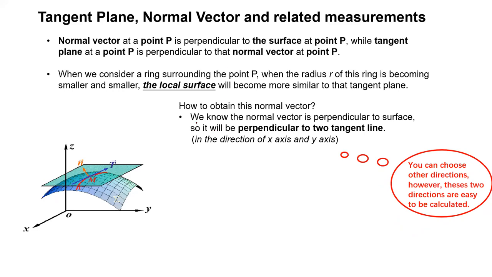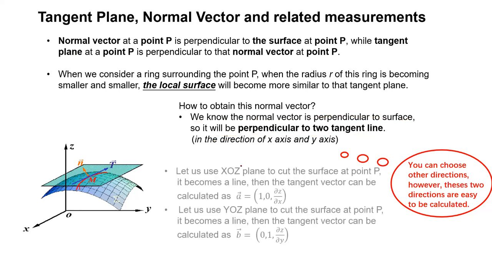Here, the normal vector is perpendicular to the surface, so it will be perpendicular to the two tangent lines. So we use arbitrary two lines on this plane. Then using cross products, we can get the normal vector. Even if it is not 90 degrees, it's okay, because the cross product will get a vector which is perpendicular to this surface. You can choose two directions which are very easy to calculate. So here we choose the X direction and the Y direction.